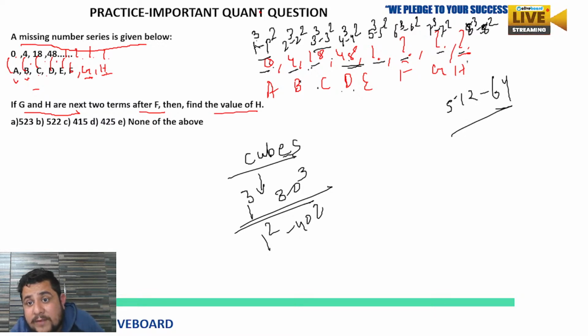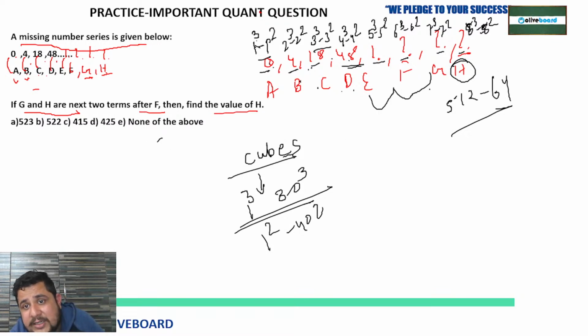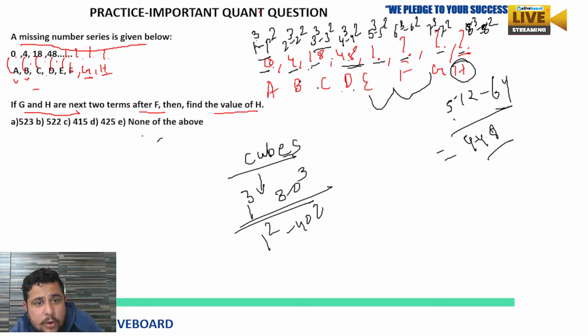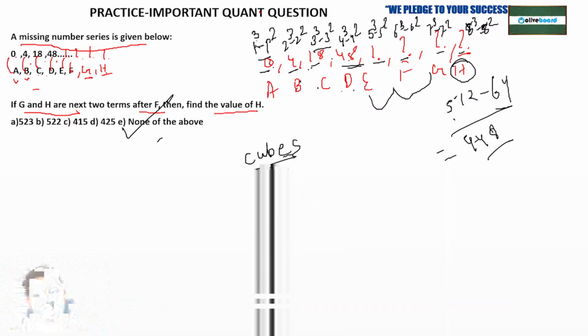Why am I solving only this? Because they are asking us only the value of H here. So no need to go for E, F and G, right? Why should we solve unnecessarily? So 512 minus 64, what will you get? You will get 448. Is there anything like that in the options? No, it is not available. So our answer will be none of the above. Let's move on to the next.